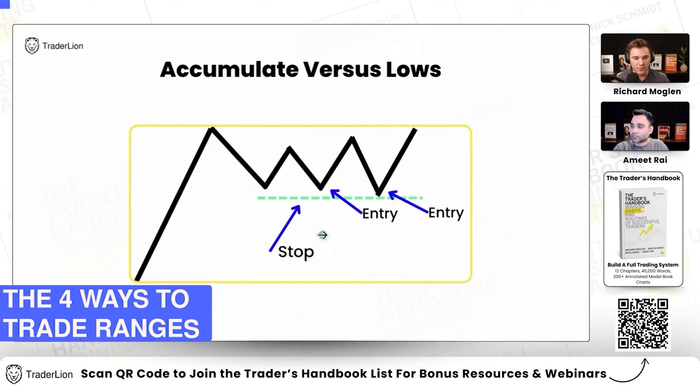This is how you accumulate versus lows, where the stock has pushed up off the low of a base. It's formed 1, 2, 3, 4, or 5 days of tightness, and it keeps respecting a key level. This could be right above a moving average as well. There's often confluence there, but the key thing is that this range keeps respecting a key level in the market, and that is the bottom of the range, and you can enter as it keeps confirming up off that level.